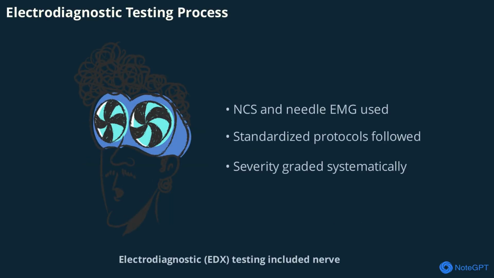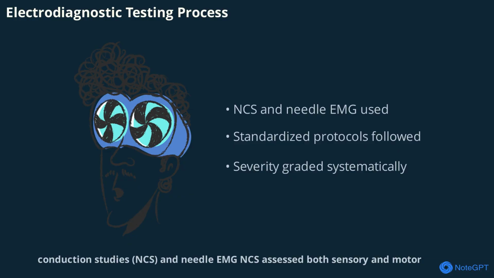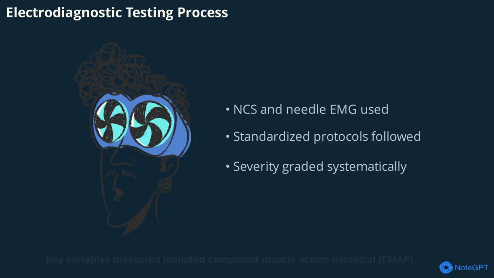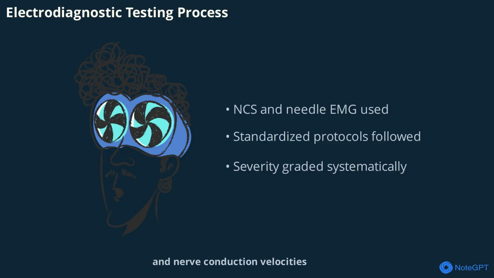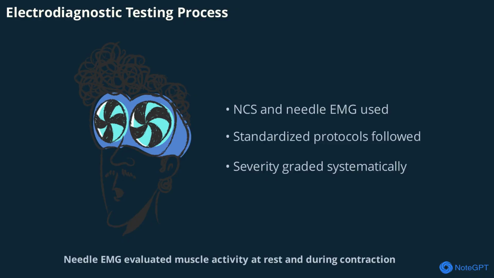Electrodiagnostic (EDX) testing included nerve conduction studies (NCS) and needle EMG. NCS assessed both sensory and motor nerves using standardized electrodes and protocols. Key variables measured included compound muscle action potential (CMAP), sensory nerve action potential (SNAP), distal motor latency, and nerve conduction velocities. Needle EMG evaluated muscle activity at rest and during contraction, grading the severity of nerve injury based on established criteria.